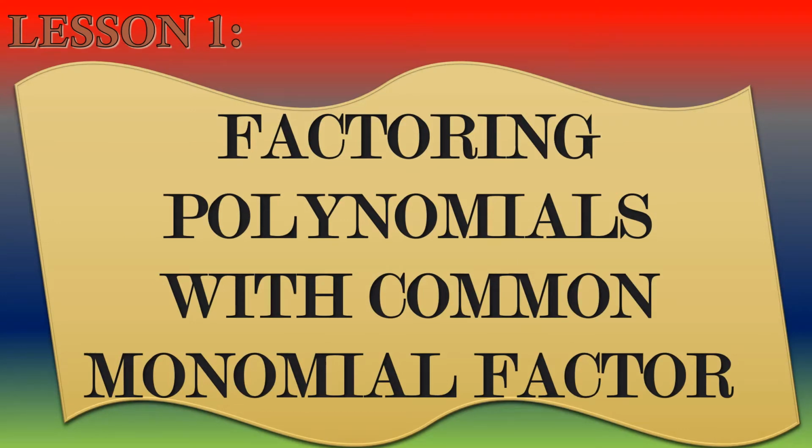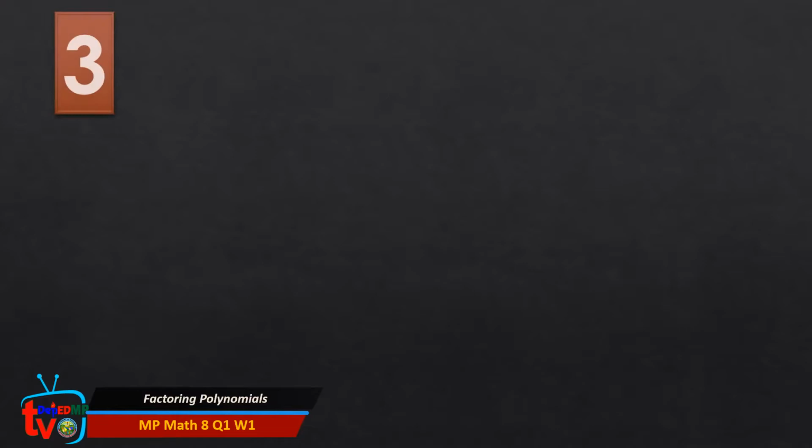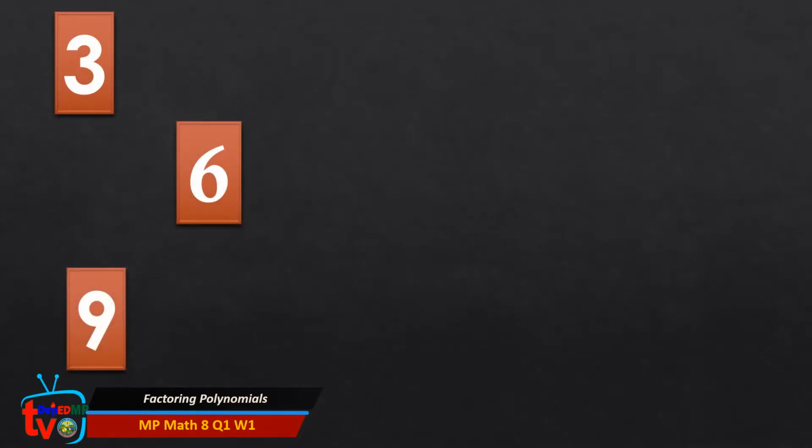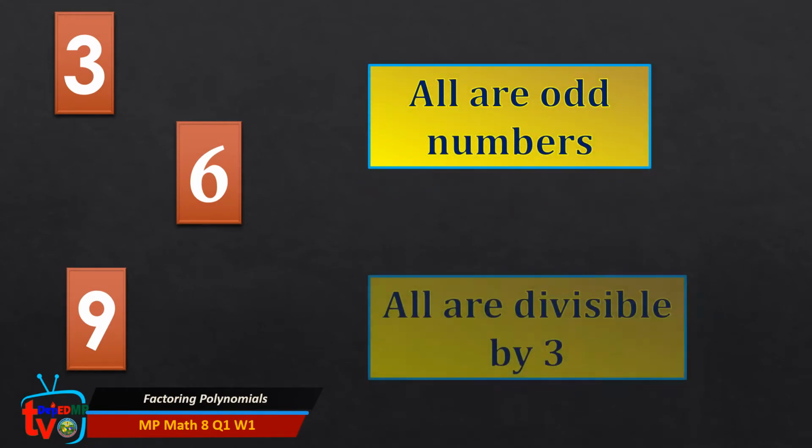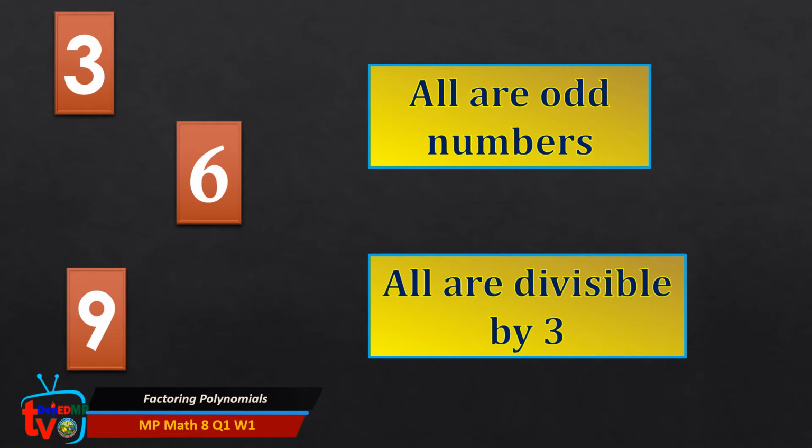With the definitions of prime numbers, variables, numerical coefficients, and exponents in your learning activity sheets, let us also recall the following concepts. Let's take a look at these three given numbers: 3, 6, 9. What is common to these three numbers? They are all odd numbers. Aside from that, these three numbers are all divisible by 3.